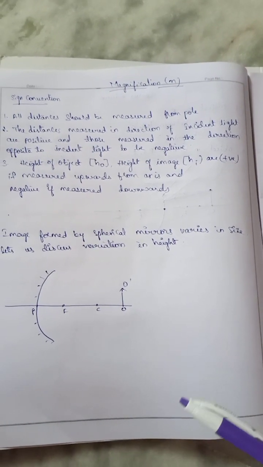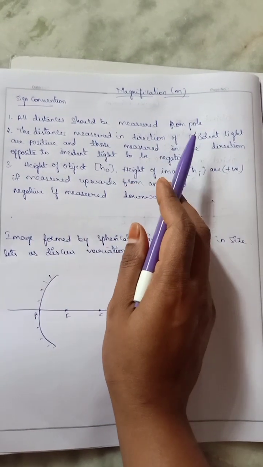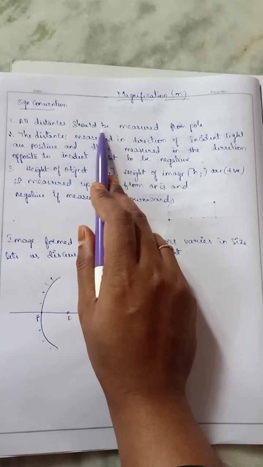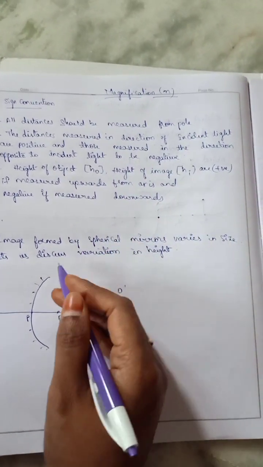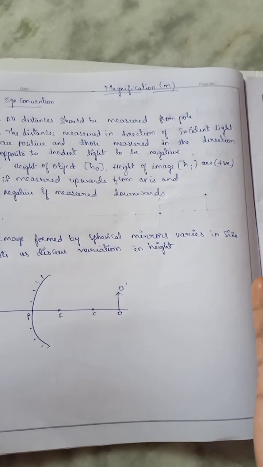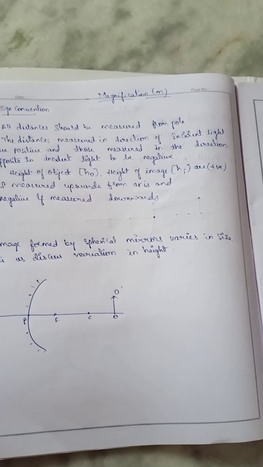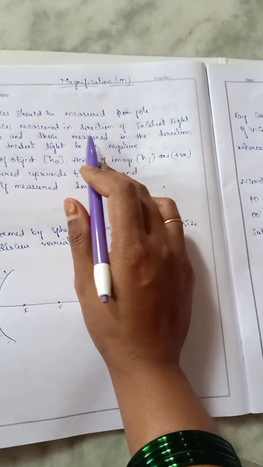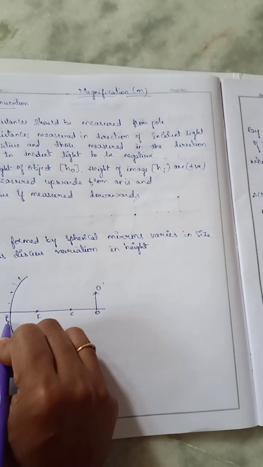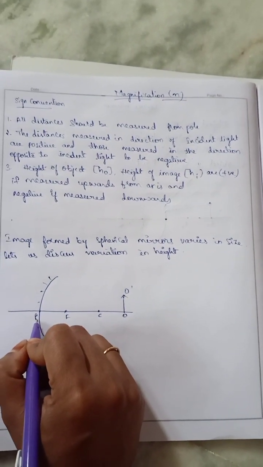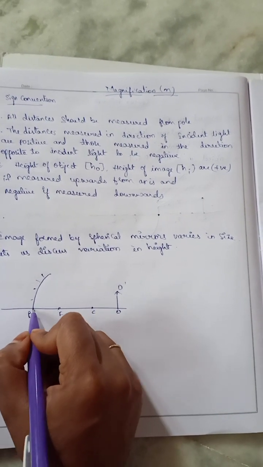Now what is the first rule? All distances should be measured from the pole. What is the meaning of that? Whatever distance you find when solving problems, measuring from the pole means, this is the pole, and whatever value you get, you should always measure from the pole itself.